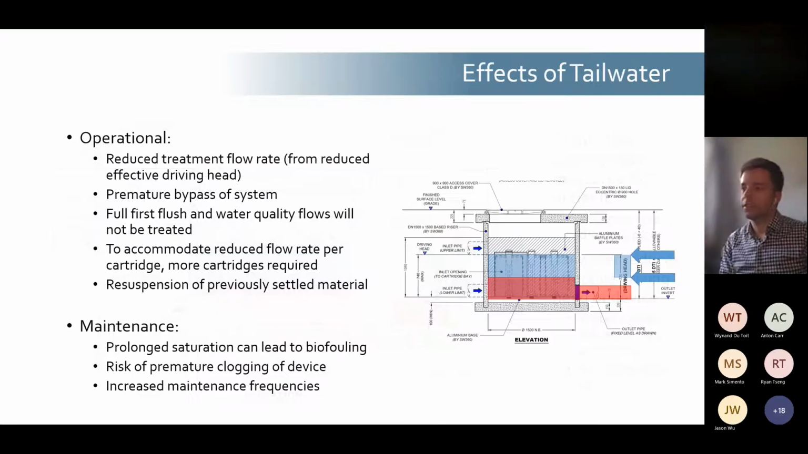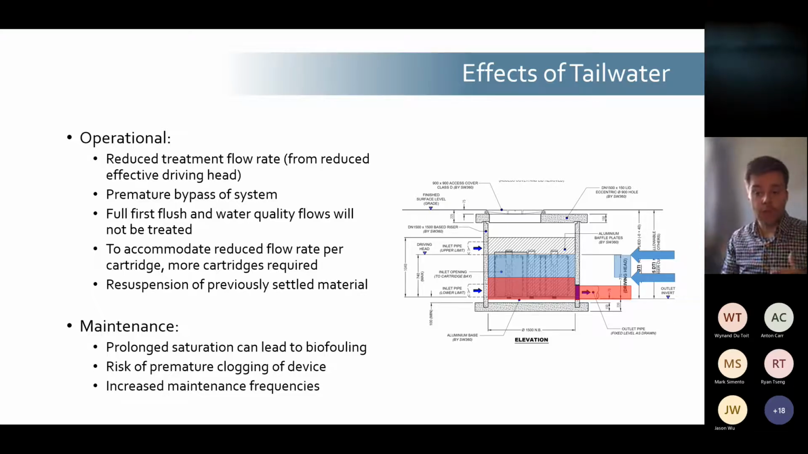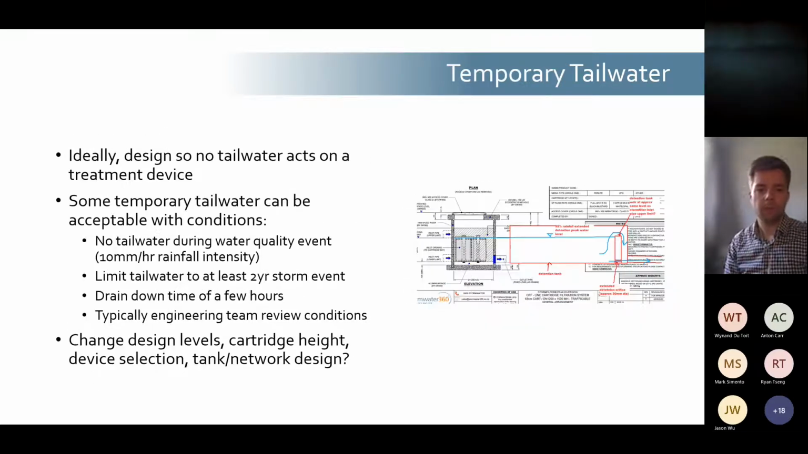So what are the implications of this? You will have a reduced treatment flow rate from a reduced effective driving head. The system will prematurely bypass, and you won't treat the full first flush and water quality flows that the device has been sized to treat. If you are designing with tailwater, you may have to accommodate a reduced flow rate per cartridge and thus require more cartridges, and you're more likely to resuspend previously settled material. It can also lead to biofouling, premature clogging of the device, and increased maintenance frequencies. So it's something we like to try and avoid if at all possible.